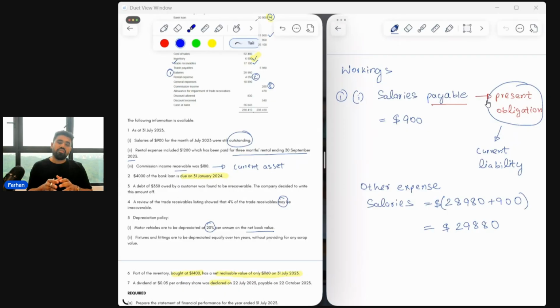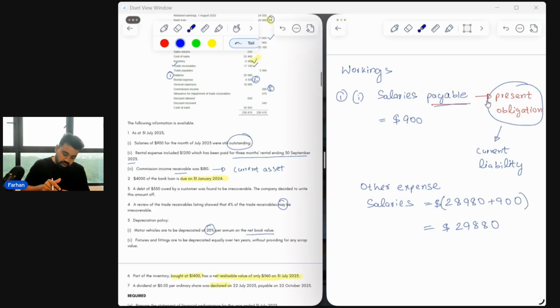So therefore, it is a present obligation for the business, and therefore it is classified as a current liability, and we're calling it salaries payable. Okay, so we have got salaries payable of $900. Okay, so within the statement of financial performance, you will report this in the other expense section, where you will show the total amount for salaries expense to be the amount that is given here.